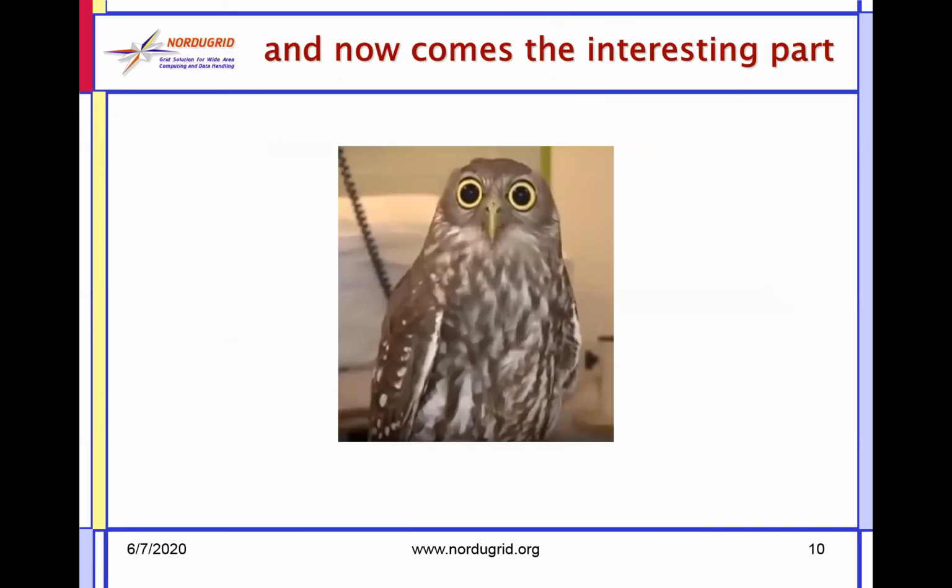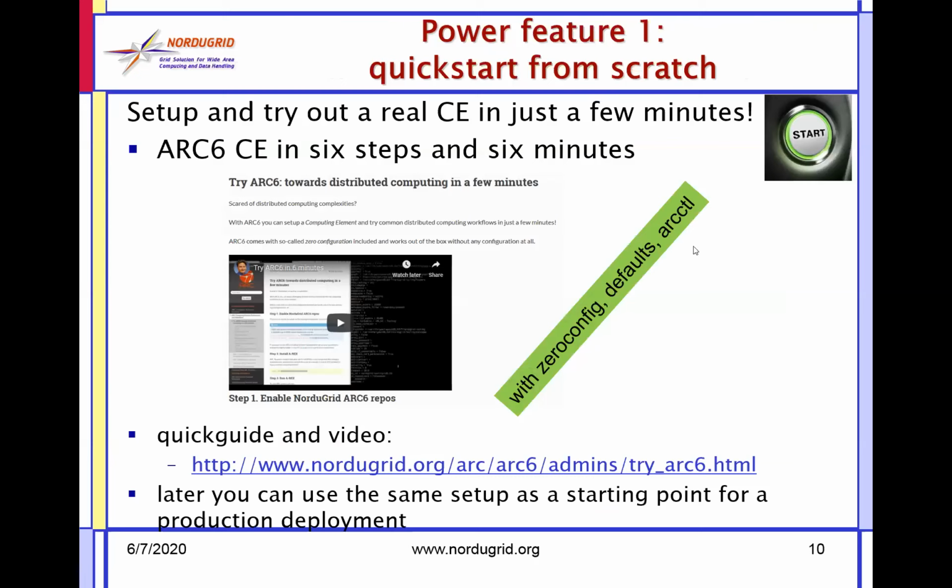On the next 6 slides, I'm going to give you 6 highlights of ARC6. So why is it useful and interesting to go for ARC6? The more technical details will come later from Henri and Florida. First of all, it's super easy to try the thing out. If you have 6 minutes, you can follow 6 steps and have a functional ARC6 deployed and running simple jobs. It's very good if you want to try things out.